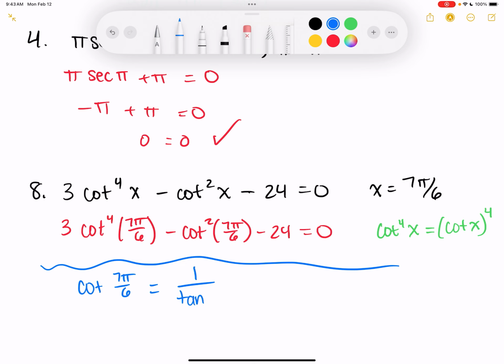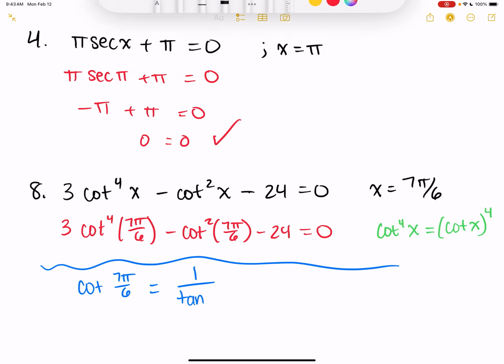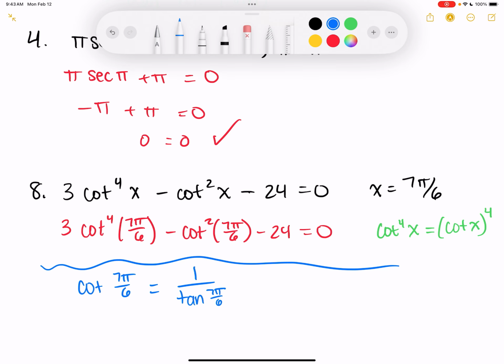So, cotangent. It's 1 over the tangent of 7 pi over 6. So what is the tangent of 7 pi over 6? It is not root 3 over 2. Tangents don't have 2's in them. The tangent of 7 pi over 6 is this value. Root 3 over 3. So this is 1 over root 3 over 3.